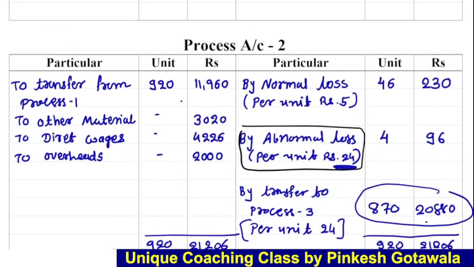Process account. See this process account, there is an abnormal loss entry, we give it on the credit side. Okay, so in the process account, abnormal loss is on the credit side. So if we prepare the abnormal loss account, it will be the cross.